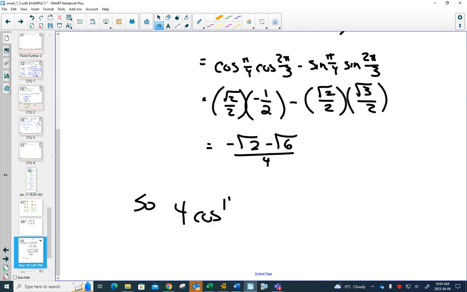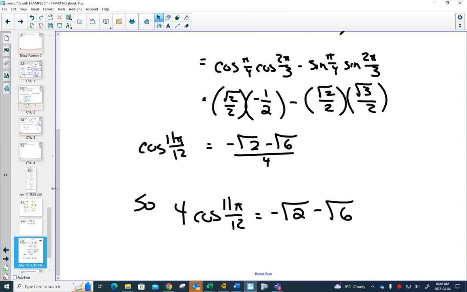So 4 times cos of 11 pi over 12. You just multiply both sides by 4. Right? Because this one was cos of 11 pi over 12. When I multiply both sides by 4, I would get 4 cos 11 pi over 12. And that would be my final answer. Questions for practice on your pi over 12 questions are number 7.